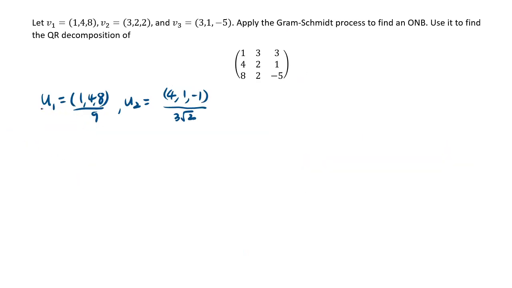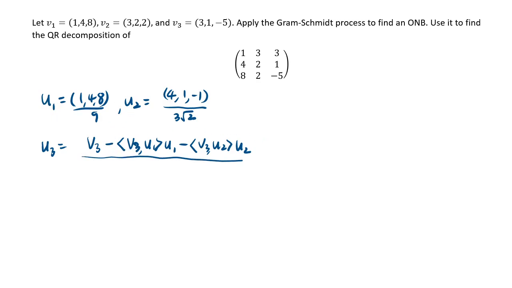Okay, so we got this so far. U1 as 148 over 9, U2 as 4, 1, negative 1 over 3 radical 2. U3 will now be, take away from V3 the components in the direction of U1 minus the component in the direction of U2, so that this resulting vector will be perpendicular to both U1 and U2. And then you divide it by its size.